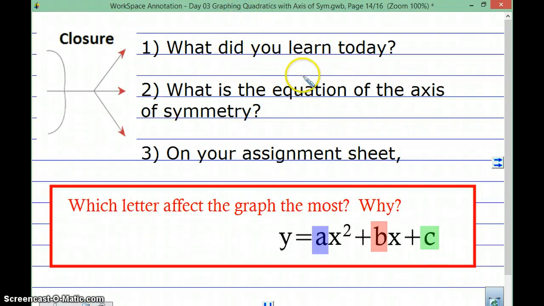What did you learn today? How to graph using the axis of symmetry and the vertex. What is the equation of the axis of symmetry? X equals negative b over 2a. Yes, you need to memorize that. Which letter affects the graph most? The A does, because it's multiplied by x squared. So that makes its effect big.